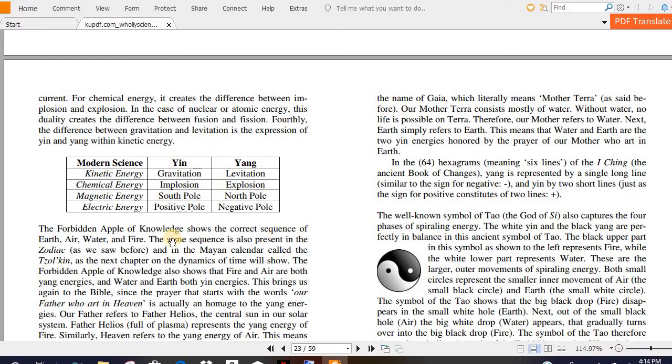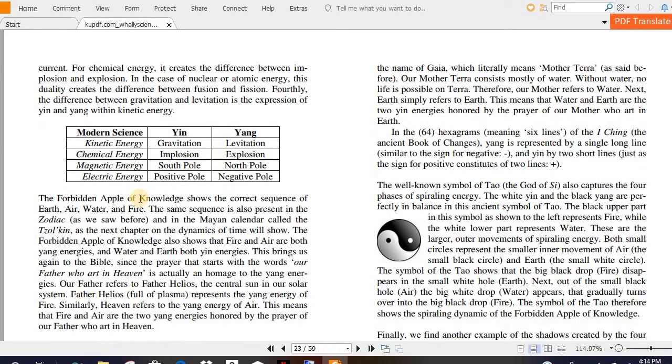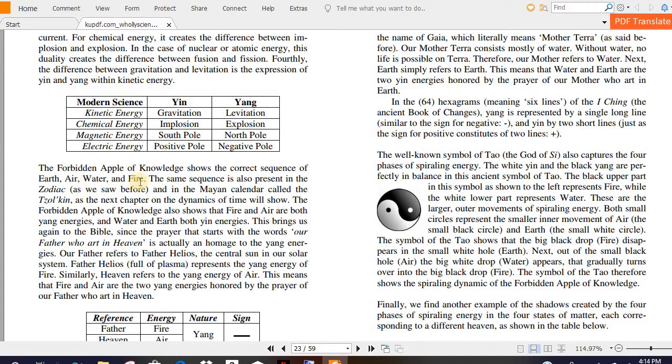So this is the creation. See, this is the frequency in creation. This is it. The forbidden apple of knowledge shows the correct sequence of earth, air, water, fire. The same sequence is also present in the zodiac, in the Mayan calendar called the Tzolk'in. As the next chapter on dynamics of time will show, the forbidden apple of knowledge also shows that fire and air are both yang energies, water and earth are both yin energies.